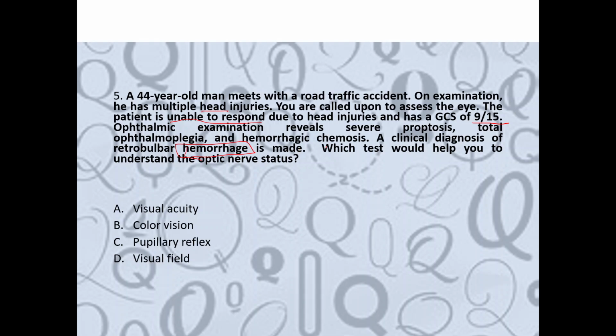So which test will help you understand the optic nerve status? We have already discussed the functions of the optic nerve: visual acuity, color vision, pupillary reflex and visual field. If you look at the options, all three are right, but the patient is unable to respond. So do you think he will be able to do any of the tests here? The right answer is pupillary reflex, because it is the only objective test. The rest are all subjective tests. So the right answer is pupillary reflex. Pupillary reflex is the most important finding that you look for to assess the optic nerve state.